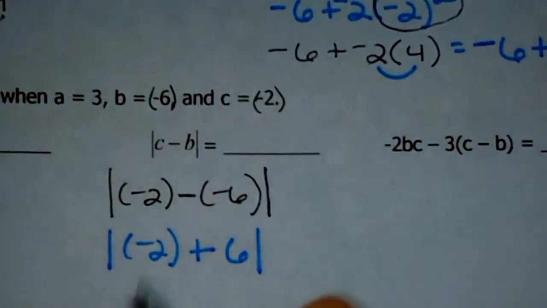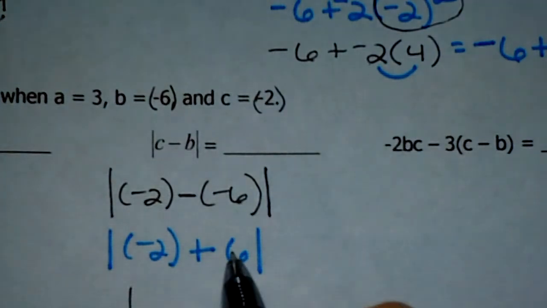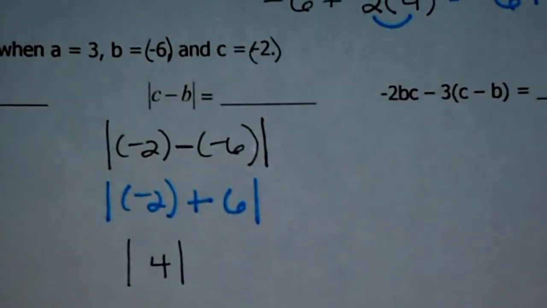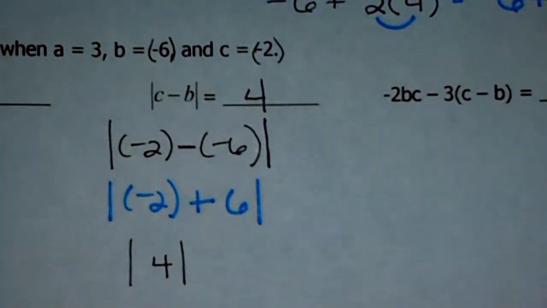And again, look at these brackets like parentheses. So that means I want to solve this. So negative 2 plus 6 gives me a positive 4. To get my final answer, I need to know what is the absolute value of 4. How far away from 0 is 4? It's 4 away. So that's my answer, 4.